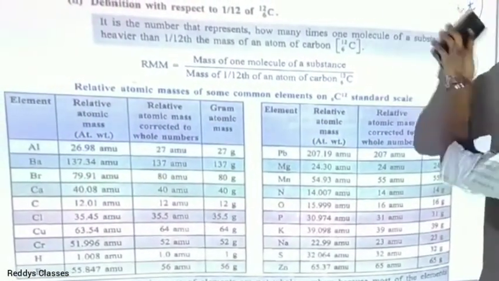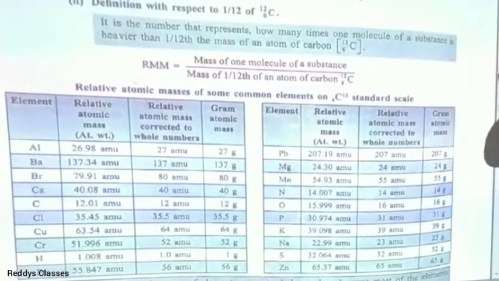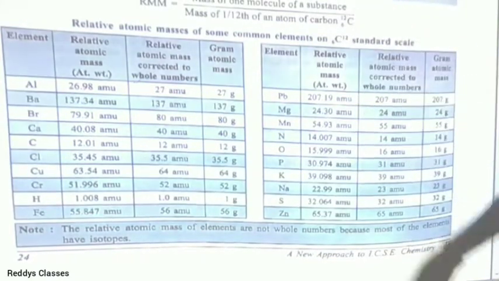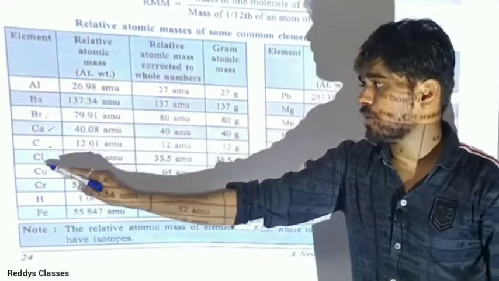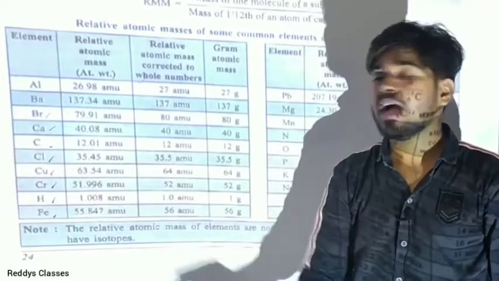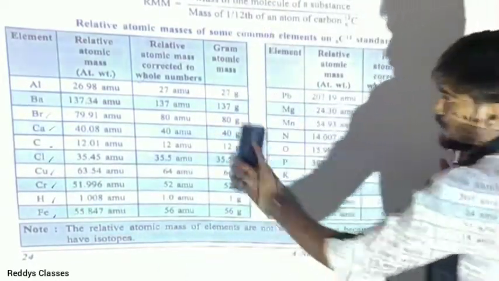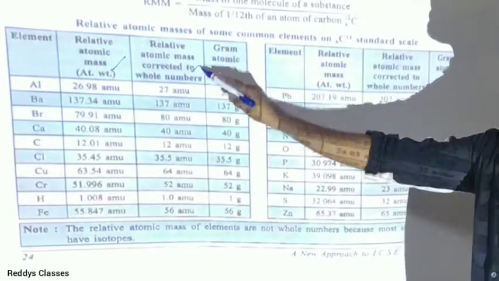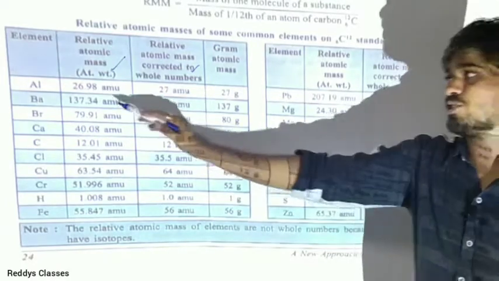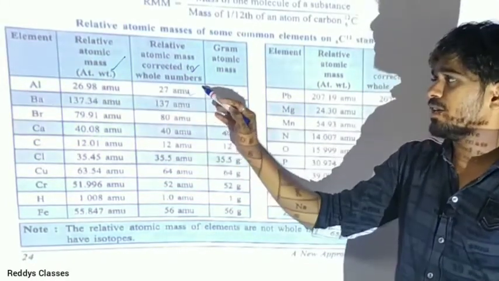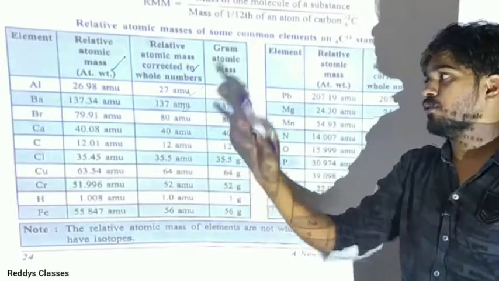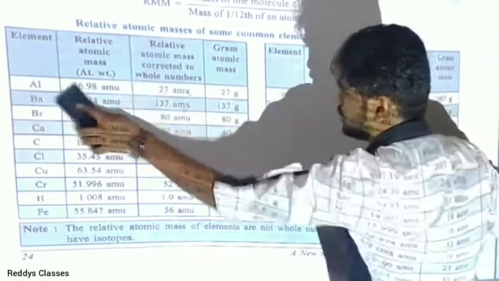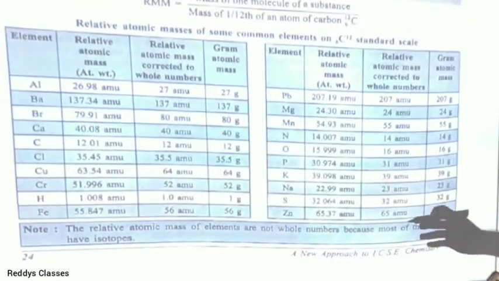Clear? There are some relative masses of some elements given on the standard carbon scale. These are for aluminium, barium, bromine, calcium, carbon, chlorine, copper, chromium, helium, iron. It is given here. What is the relative atomic mass corrected to the whole number? It means if it is 26.98, it is converted into 27; 137.34 is 137. Here also we have been given some. We have to just look at it and study it hard.